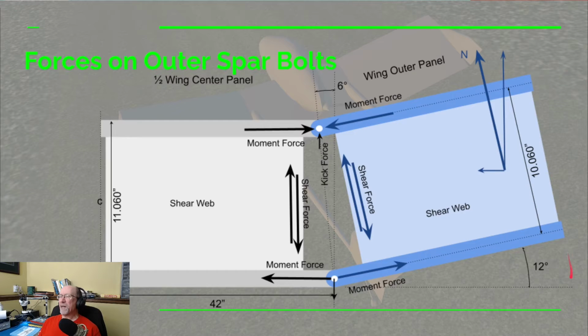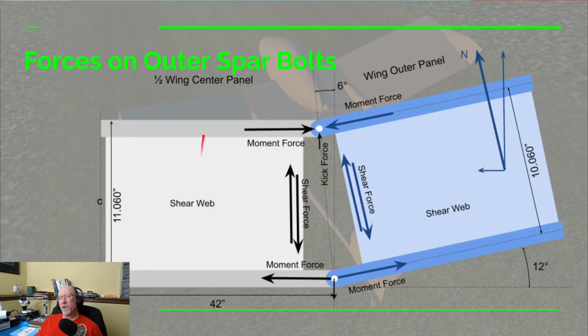Now this outer panel has a 12-degree dihedral. And I came up with that when I was using X-Plane 11 to do some flight testing of this airplane in a simulator. And I found out that I didn't quite have enough lateral directional stability. And that was with a 5-degree dihedral. So I kept cranking up the dihedral until I felt comfortable with the way the plane behaved in X-Plane 11. And that became 12 degrees. So for now, that's what we're going to use.